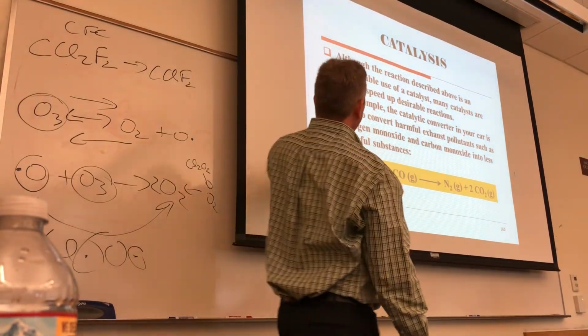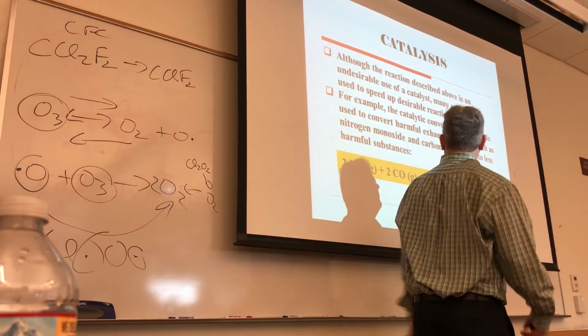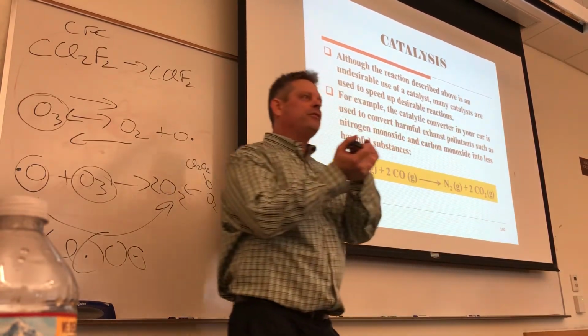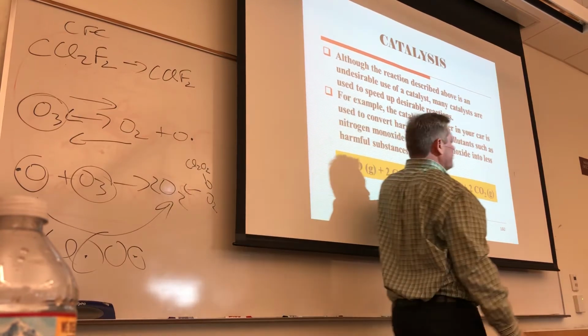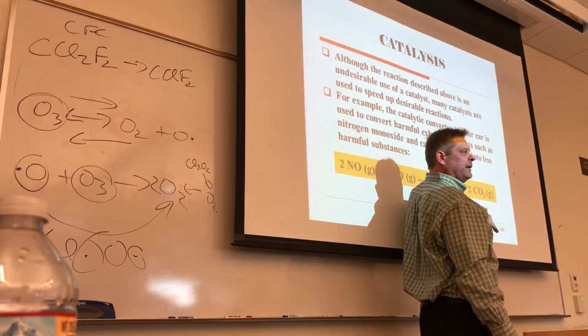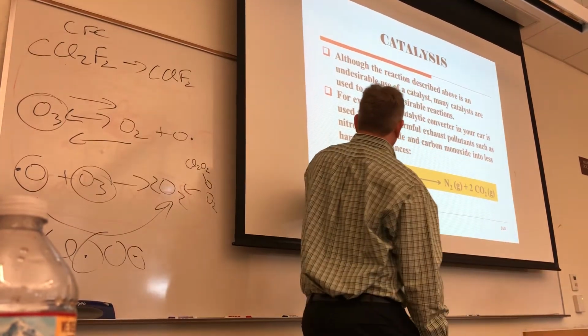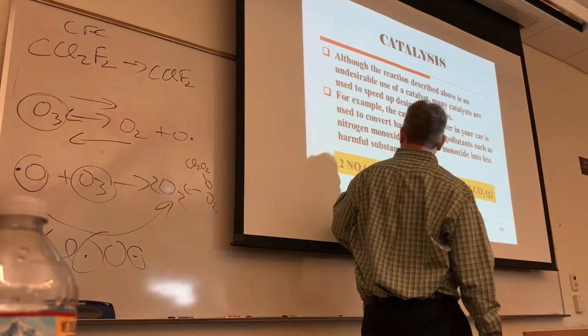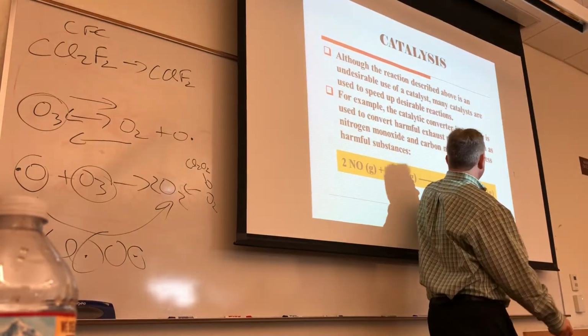So here's a more favorable one, something like a catalytic converter you have in your car, where it takes pollutants and converts them into things that are not pollutants, things that we can tolerate. So it just takes nitrogen monoxide mixed with carbon monoxide into nitrogen and carbon dioxide.